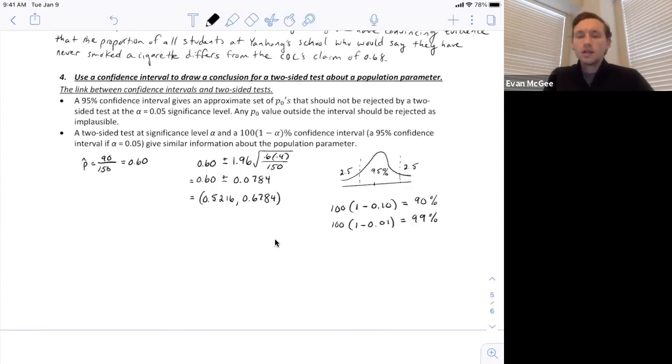So bottom line is, if the null hypothesis falls within your confidence interval, then you'll fail to reject because it's a plausible option. But if it falls outside of your interval, then you would reject the null because you have reason to believe it's not the null, because it doesn't fall within the values that you believe are plausible.